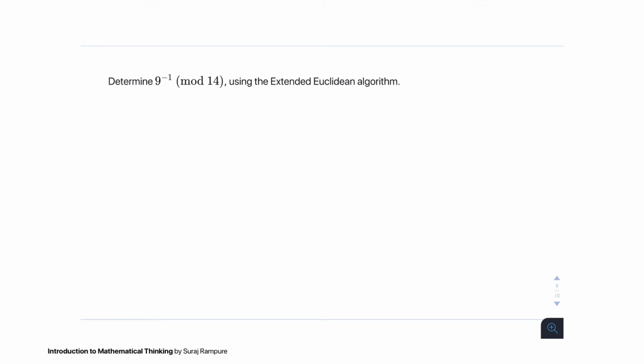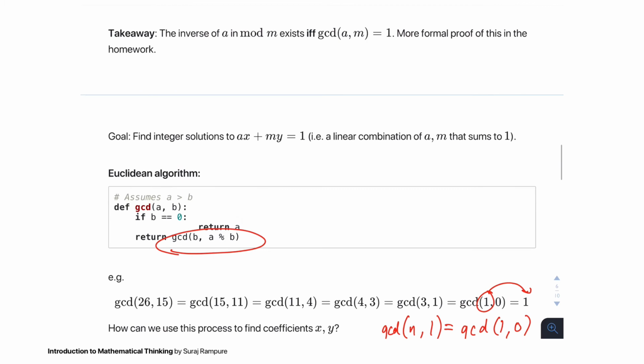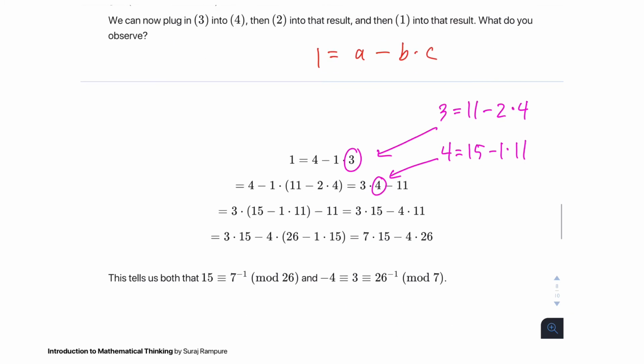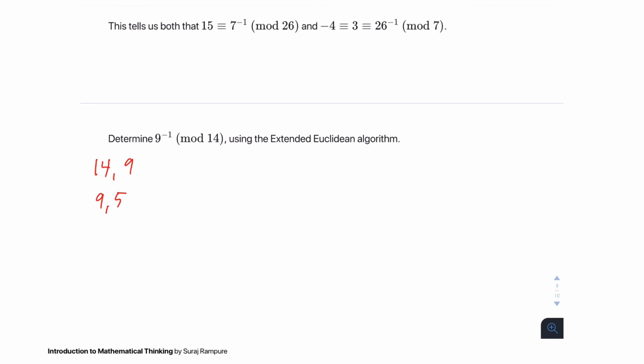So using the extended Euclidean algorithm, I'll give you a couple minutes. Try and determine the inverse of 9 in modulo 14. So first, let's write out the calls that we would use to the Euclidean algorithm. So we would have 14 and 9. What would be our next pair of numbers? Not 14 and 5, but 9 and 5. Right, because we replace the first term with what the old second term was. Cool. So from 14 and 9, we go to 9 and 5.